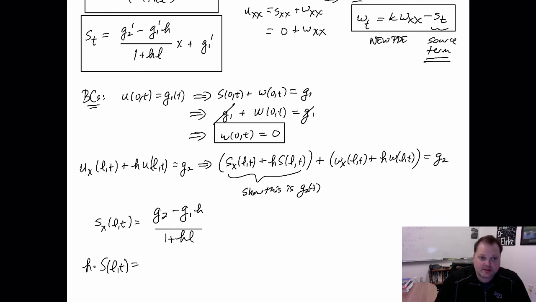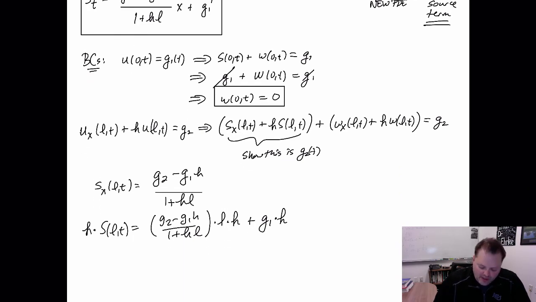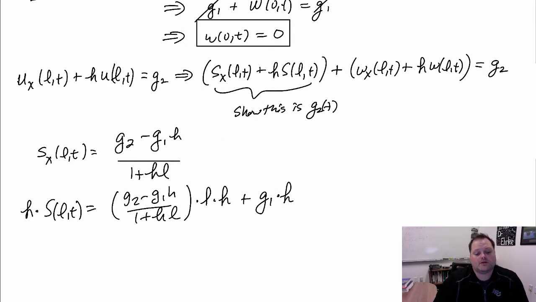So if I take the steady state problem right here, and I make x equal to L and multiply it all through by h, you get g2 minus g1h over 1 plus hL. X is now L, but you've multiplied through by h. G1 gets multiplied by h as well. So these are the terms that you have. And what we would like to do at this point is show that if you add these two terms, that's g2.